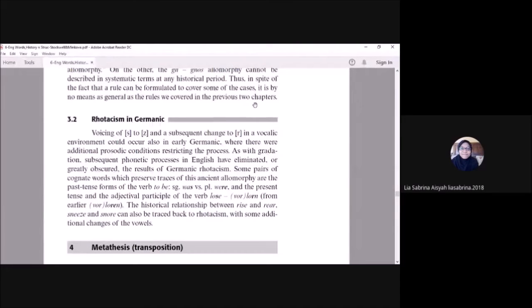Some pairs of cognate words which preserve traces of this ancient allomorphy are the past tense forms of the verb to be, singular was versus plural were, and the present tense and the adjectival participle of the verb lose, lorn. The historical relationship between rise and rear, sneeze and snore can also be traced back to rhotacism with some additional changes of the vowels. That's all about rhotacism. Thank you.